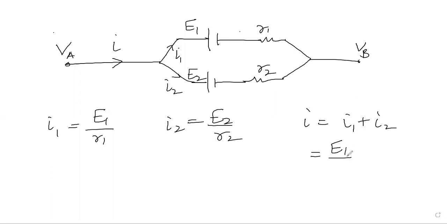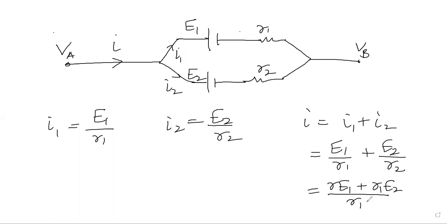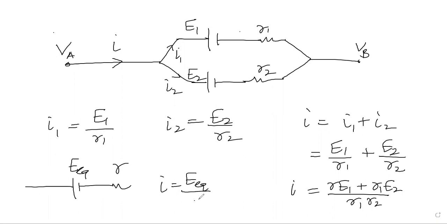So I'll just substitute the values: E1 upon R1 plus E2 upon R2. After taking an LCM, it will be R2 E1 plus R1 E2 divided by R1 R2. This comes out to be I. Then if I consider the overall combination as a simple cell with an equivalent EMF and a total equivalent internal resistance, I get I is equal to E eq over R.